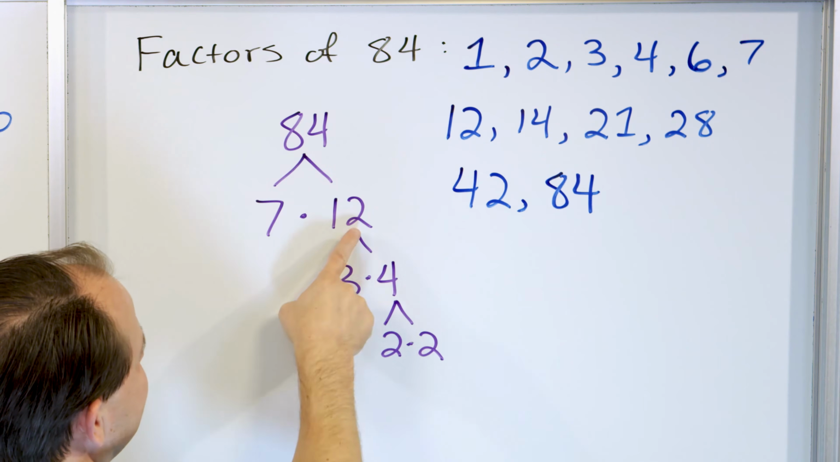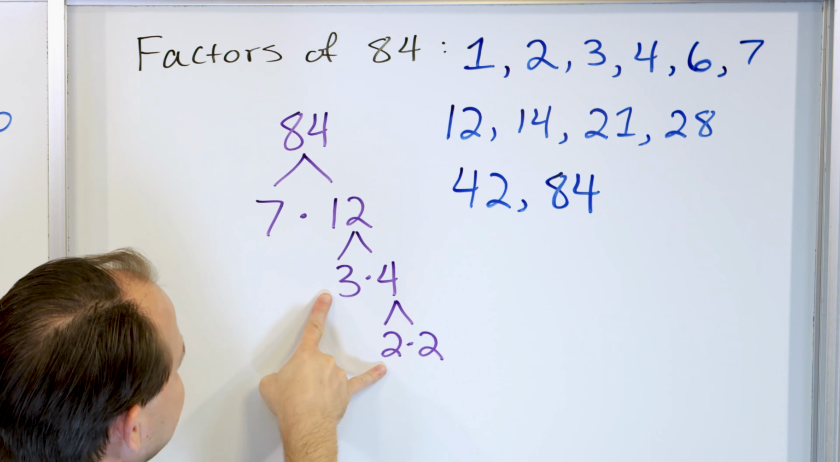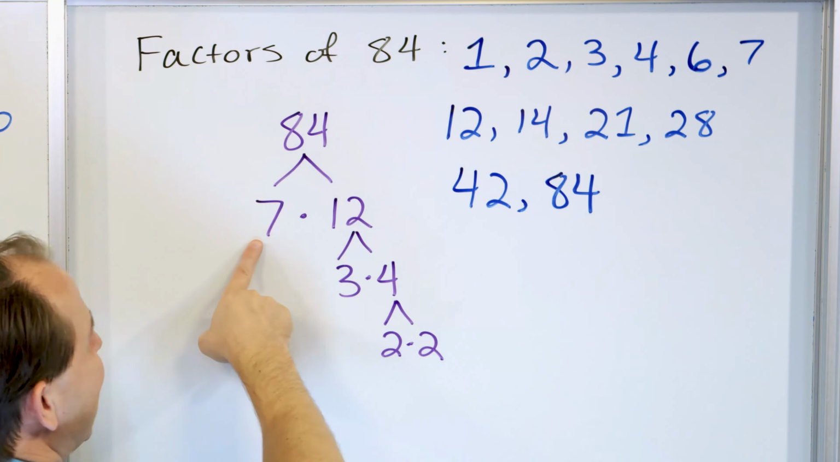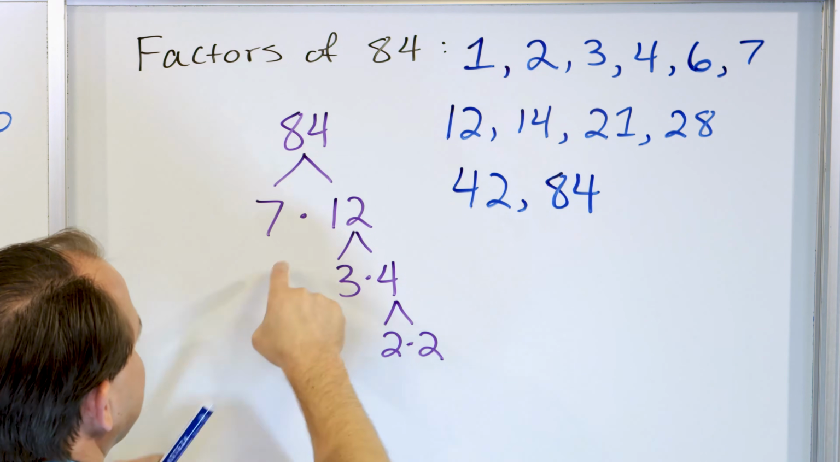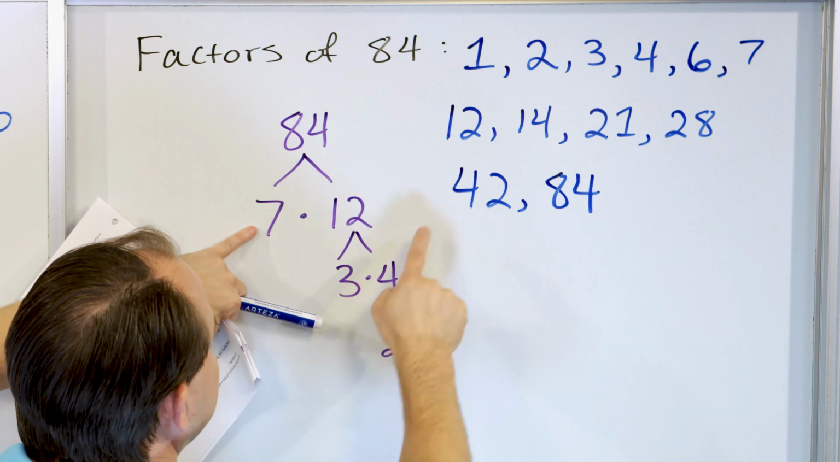6 comes about because this is a different branch than this. 3 times 2 is 6, so that comes there. Then we have 7 from there. 12 comes from this guy. And then we start cross-multiplying. The 7 times 3 is 21.